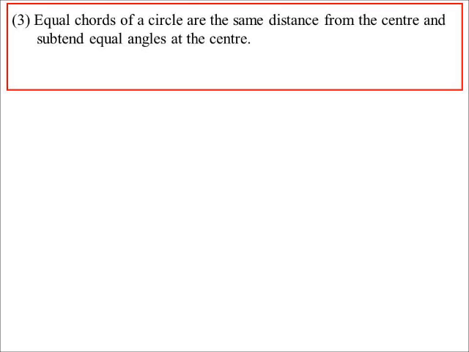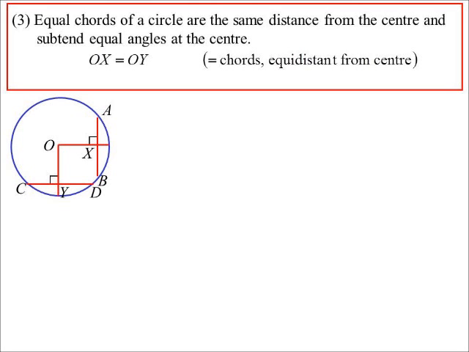Equal chords of a circle are the same distance from the centre and subtend equal angles at the centre. All right, so what we're saying is OX must be equal to OY. The equal chords are equal distance from the centre. I also know that angle AOB would be the same as COD. The angles at the centre would be the same.